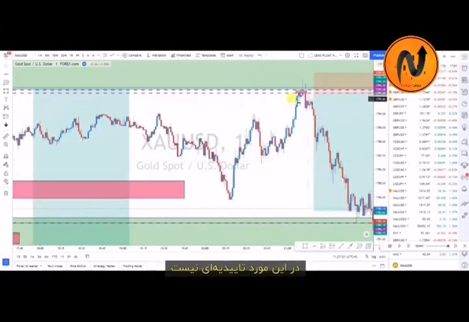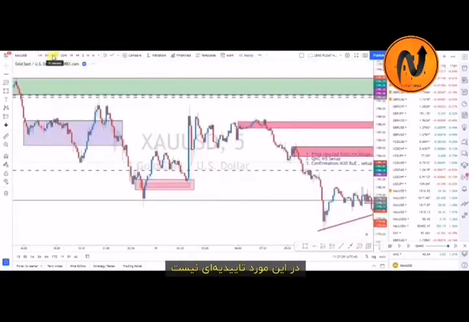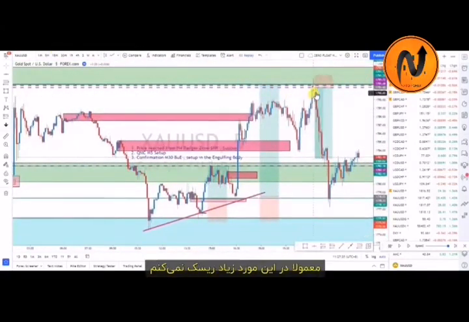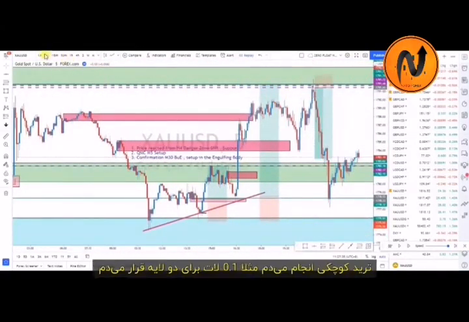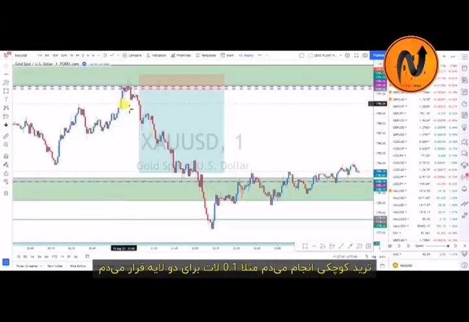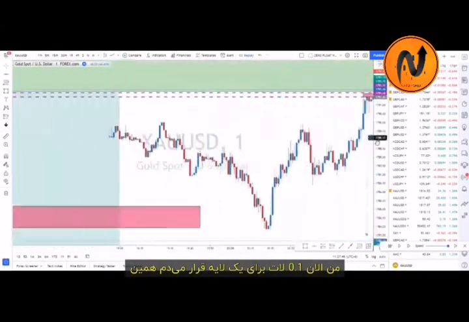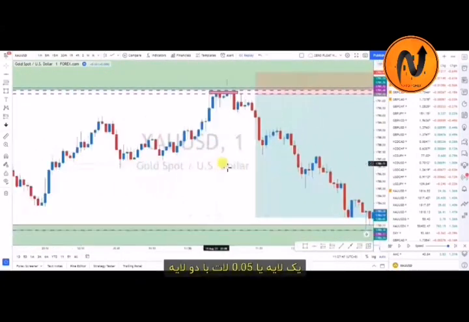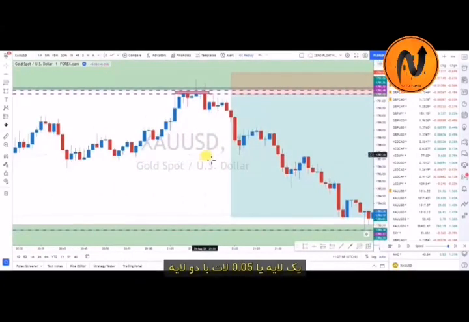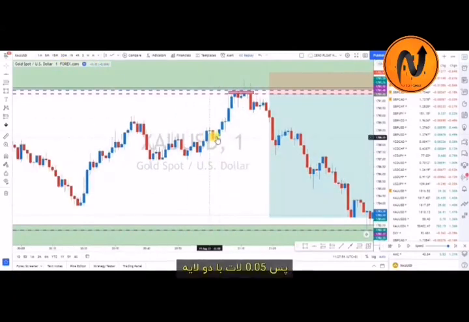So in this case, there is no confirmation. Okay, on the M5 there's no confirmation. Normally what I should do is I do not put on the big lot. I will trade small. So instead of putting 0.1 lot for 2 layers, I'm only going to put 0.1 lot 1 layer. That's it. Okay, 1 layer, or probably 0.05 lot with 2 layers.